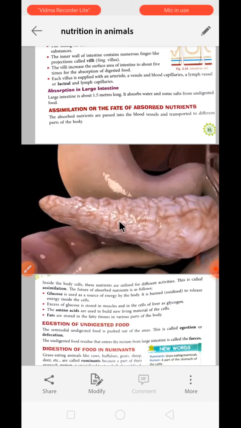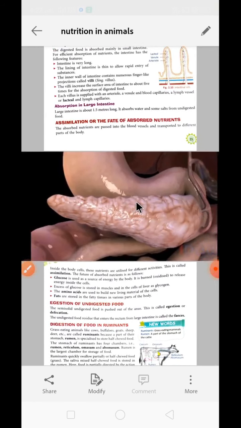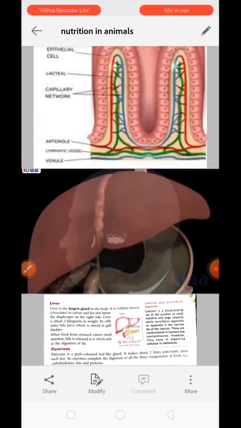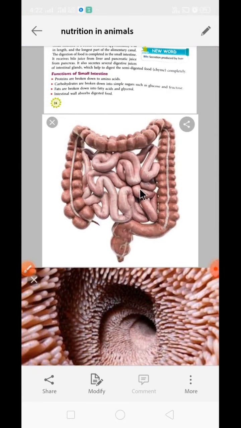All right, it makes 2 liters of pancreatic juice each day. This pancreatic juice contains lots of enzymes which help in digestion of all the 3 components of food. Which are they? They are carbohydrates, fats and proteins. So the secretion of this pancreatic juice helps in completion of digestion of all the nutrients. After that, no digestion takes place. It means after the food passes through the small intestine and enters into the large intestine, there will be no digestion. Okay, over here all the digestion inside this structure, the small intestine, is done. Afterward there is no digestion.